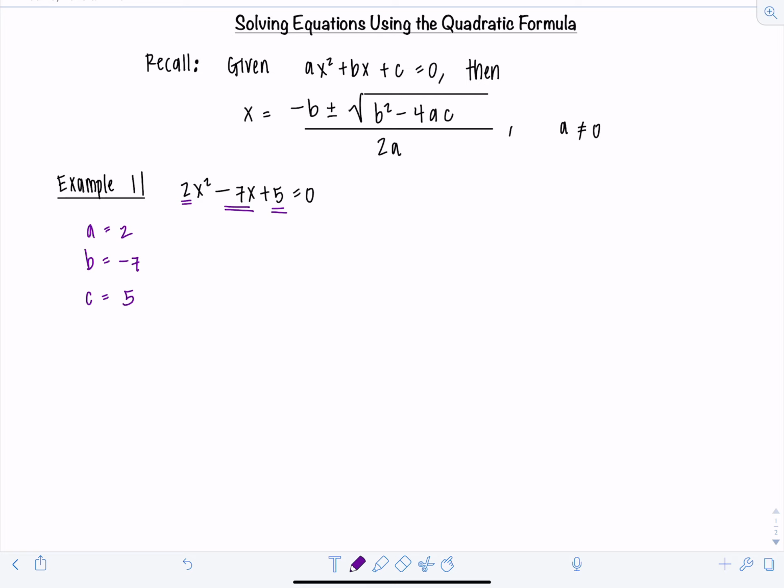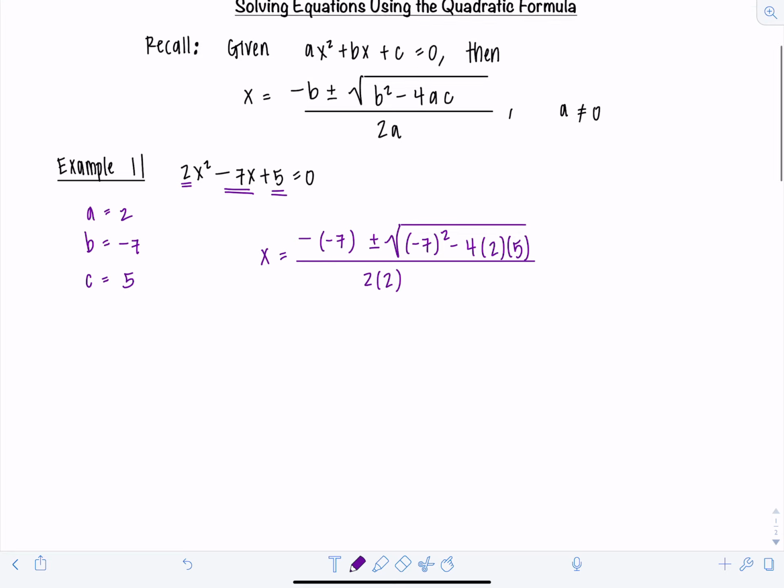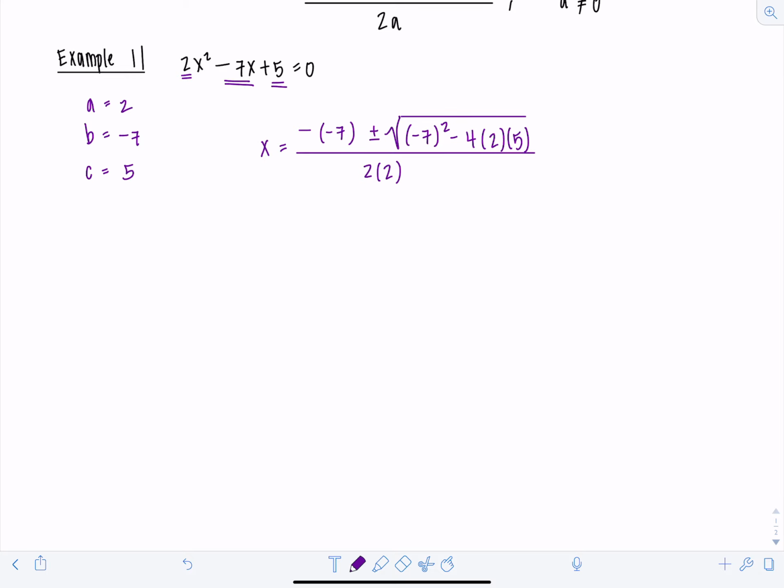And always be sure to write out x equals, or whatever variable it may be that you're working with. So in this case, x is equal to the opposite of b, which is negative 7, plus or minus the square root of b squared, so negative 7 squared, don't forget those parentheses, minus 4 times 2 times 5, 4ac, all divided by 2 times a, which is 2. And make sure that you divide the entire numerator by 2a. Okay, everything's substituted in. Now it's just time to clean it up.